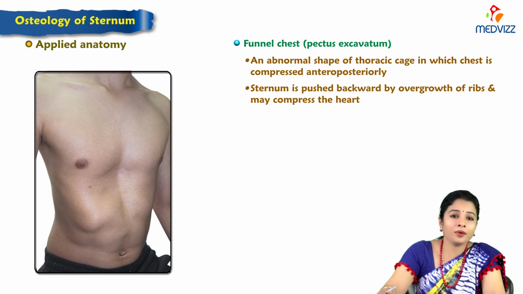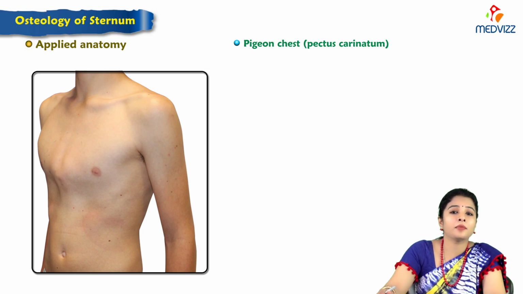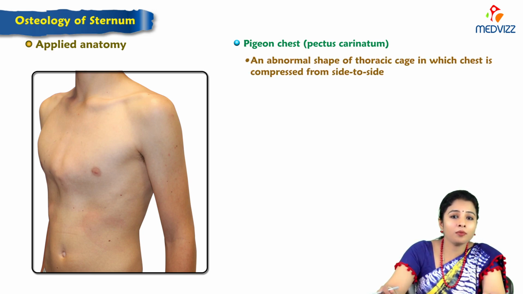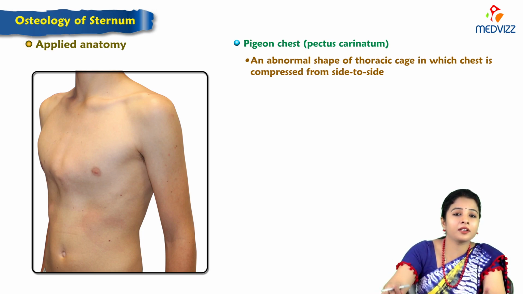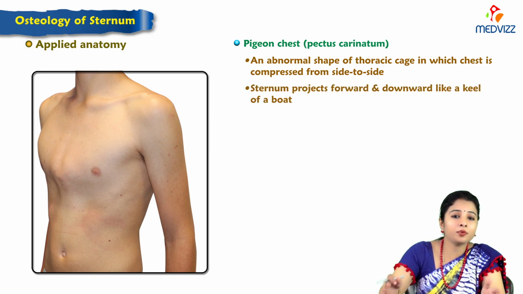The next deformity is the pigeon chest, called pectus carinatum. It is an abnormal shape of the thoracic cage in which the chest is compressed from side to side, where the anteroposterior diameter increases and the sternum projects forwards and downwards like the keel of a boat.